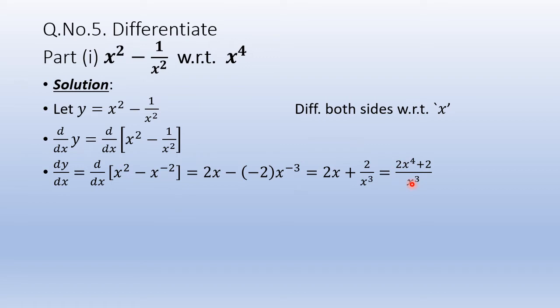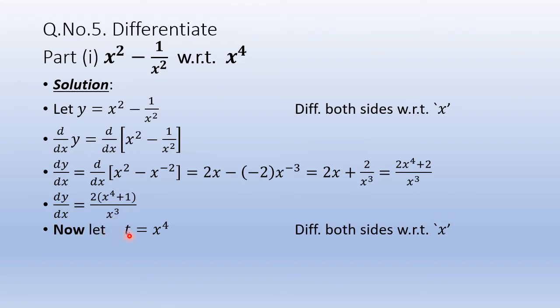You can see we can take a 2 common. So dy by dx becomes 2 into x to the power 4 plus 1 divided by x cubed. And now let t equal x to the power 4. We name this equal to t. Differentiate both sides with respect to x.